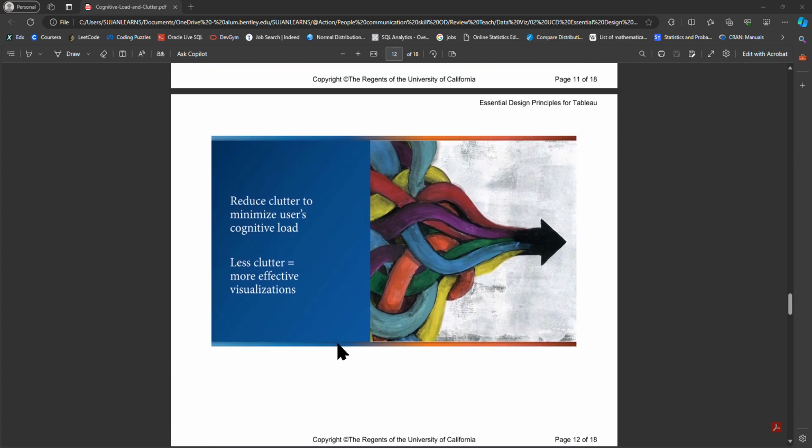Now, when we have a presentation, the best way to remove clutter is by reducing what we don't need. If you reduce clutter, then as a result, it's going to reduce the cognitive load of the reader or the audience, and it helps to improve the effectiveness of a visualization. And that's a general rule. Now, let's move on to some examples to get into the topic more deeply.